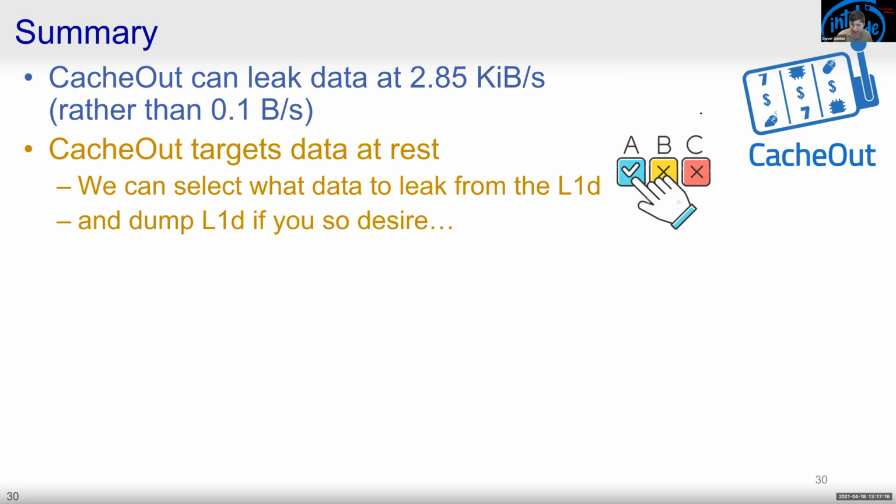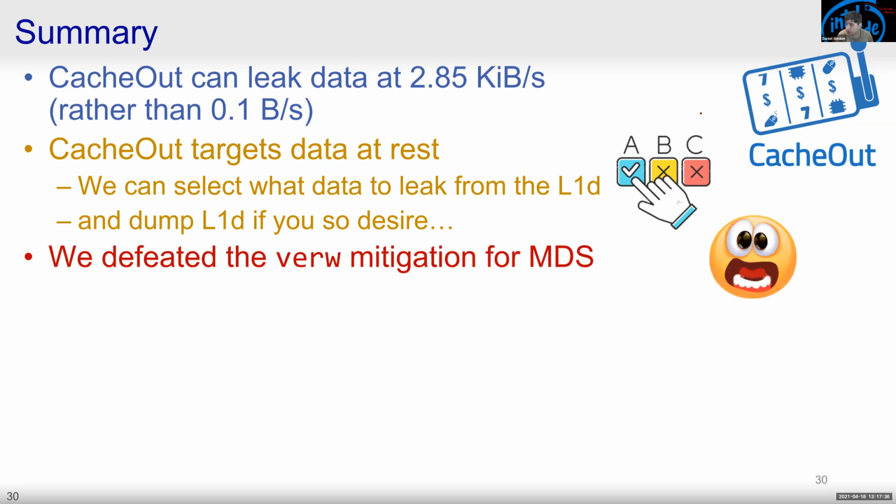Select what you want from the L1D cache, evict it, issue a faulty load, get a copy. You want the entire L1D cache? Sure, you can have that too. Just go over the sets one by one. You want 32 kilobytes of data out of somebody's address space? Yay, you can have it.